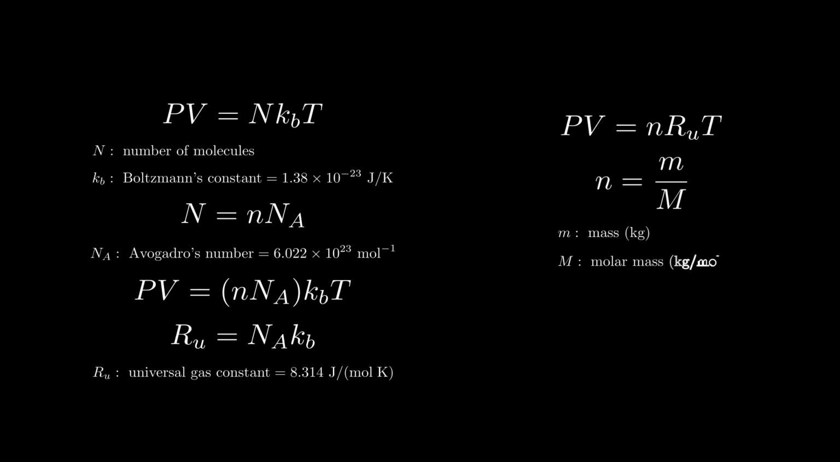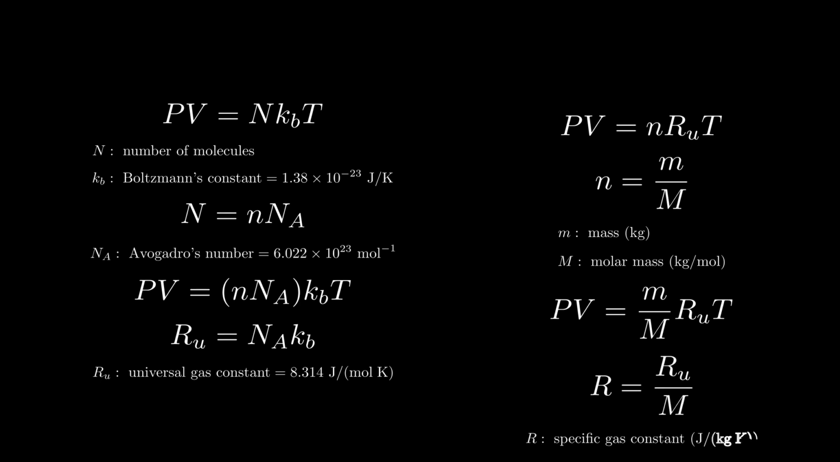Sometimes, it's more practical to describe the gas by its mass instead of the number of moles. Using the molar mass capital M, we can write n equals lowercase m divided by capital M. Here, lowercase m is the total mass of the gas in kilograms, and capital M is the molar mass in kilograms per mole.